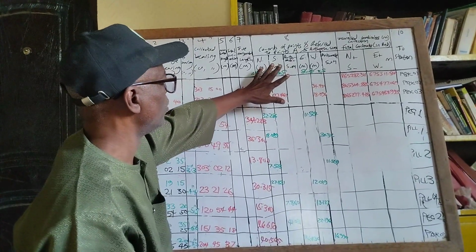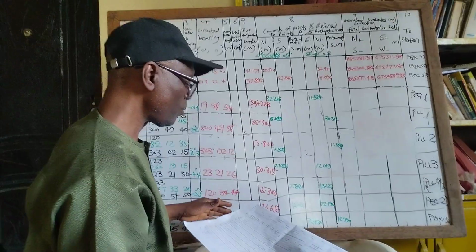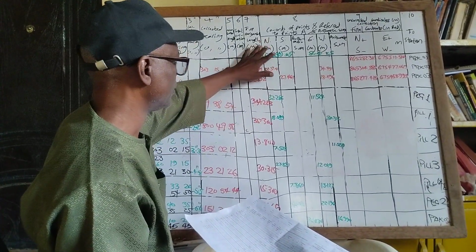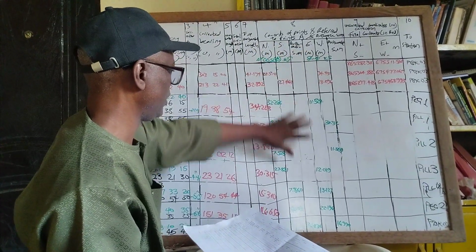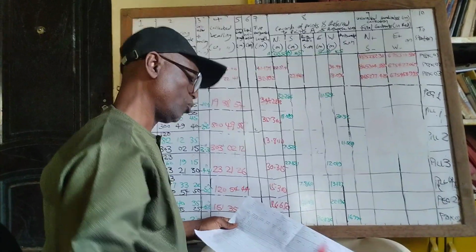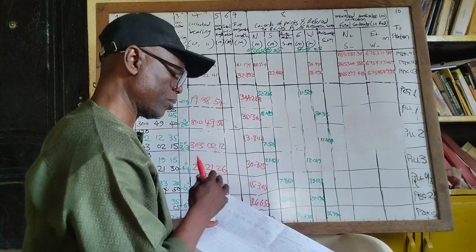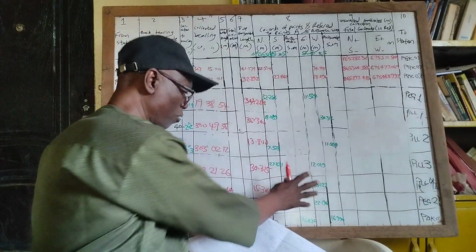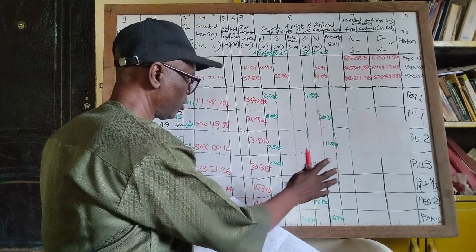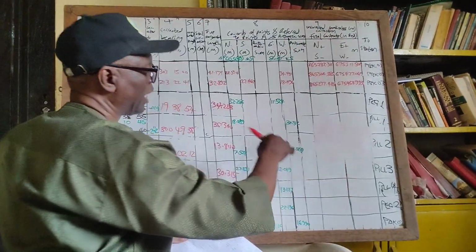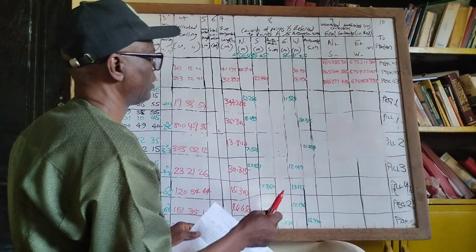Having gotten your delta northern, delta eastern from here, your adjustment could come from here or could come from here. That's the adjustment of your coordinates.